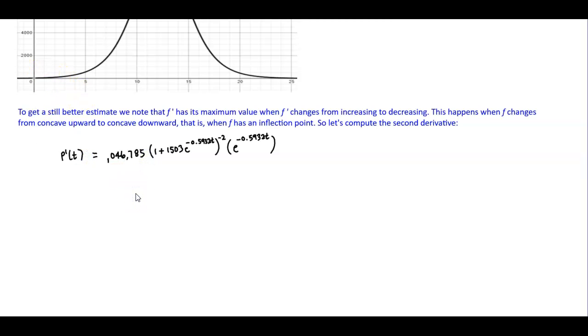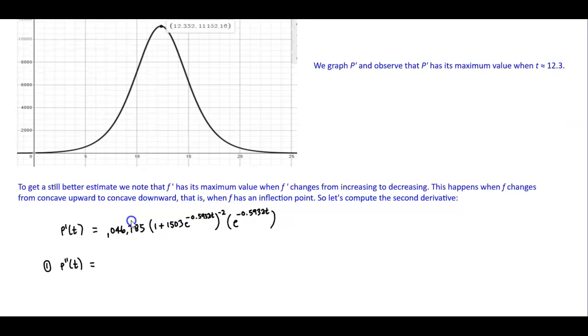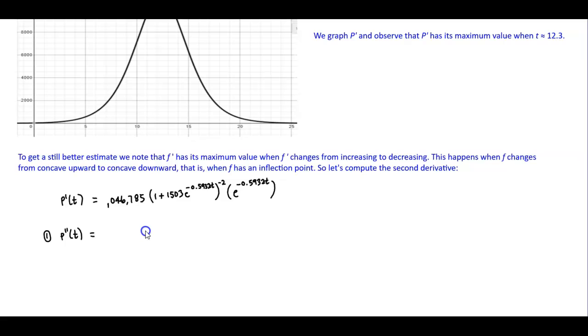Okay, so what we want to do is find the second derivative. If we find the second derivative, we know that that's 67,046,785. Okay, and then what we're going to do is multiply it by the derivative here.